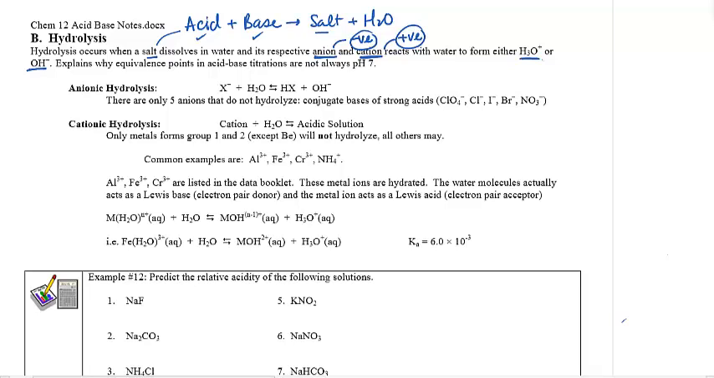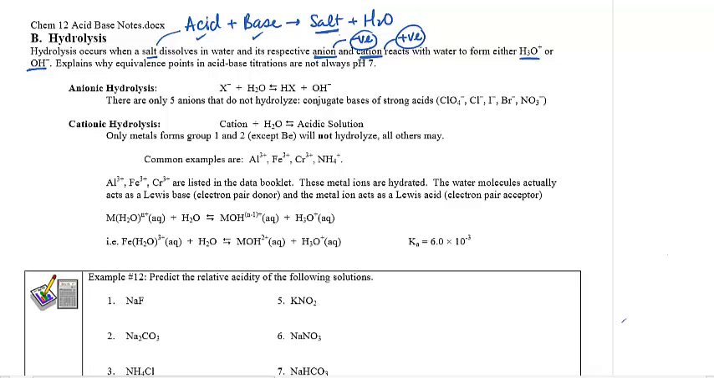When you read the next statement, it says, explains why the equivalence points in acid-base titrations are not always 7. So when we analyze the reaction of acids and bases, at the point of neutralization, there are no longer any acids or bases left over, but a salt is present. And depending on whether the salt comes from a strong acid or weak acid, or a strong base or a weak base, that will affect the subsequent reaction of the salt and its respective ions with the water.